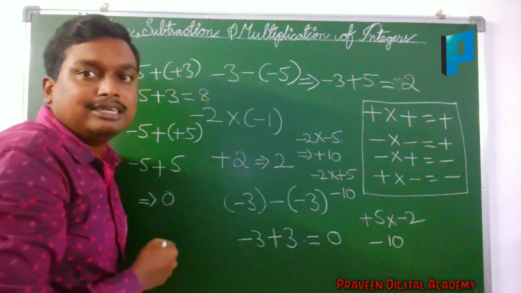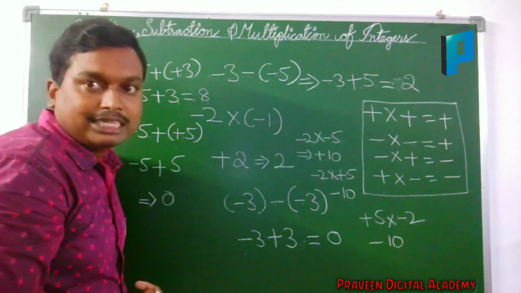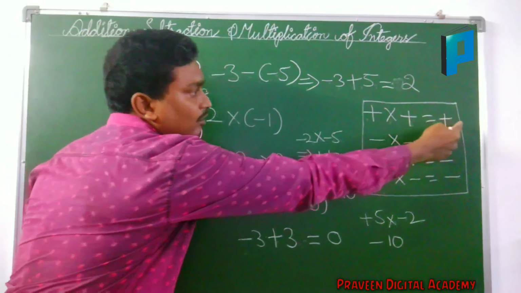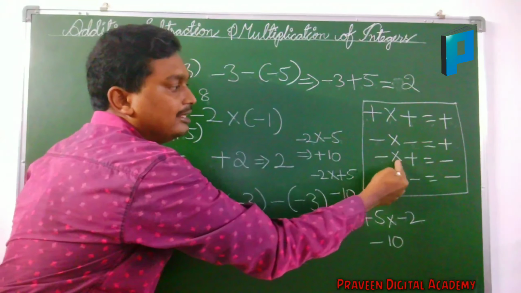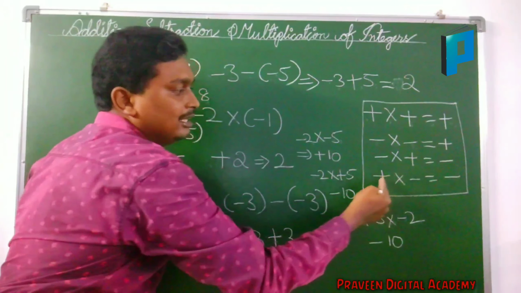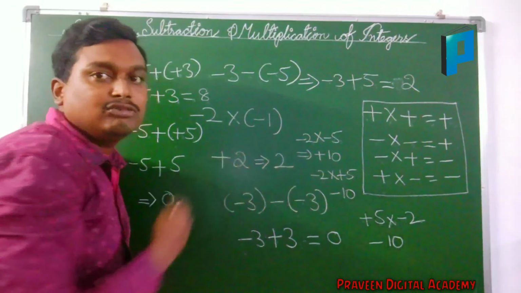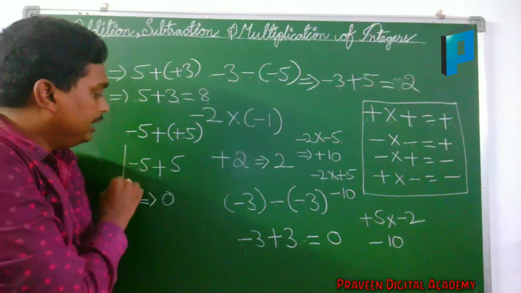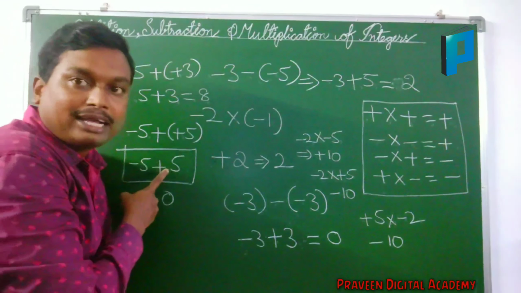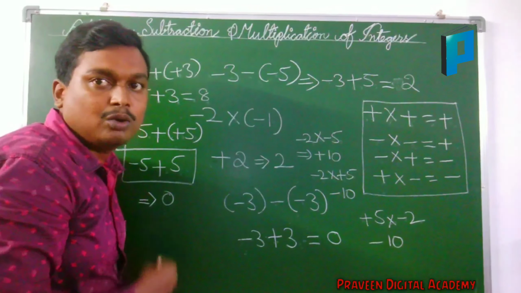In the multiplication, we will use these 4 formulas to get the sign. Plus into plus is equal to plus, minus into minus is equal to plus, minus into plus is equal to minus, plus into minus is equal to minus. By using these formulas, we will convert the given number into addition and subtraction. Then we will go to addition and subtraction only.